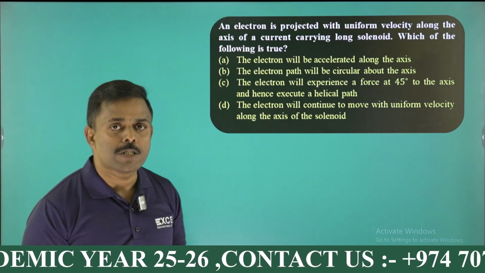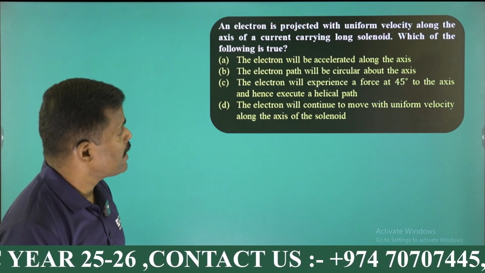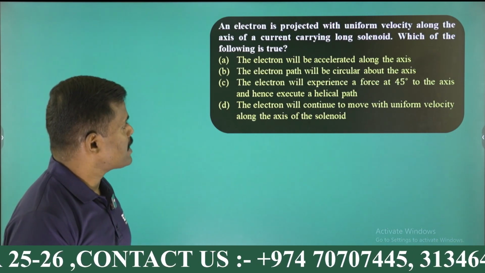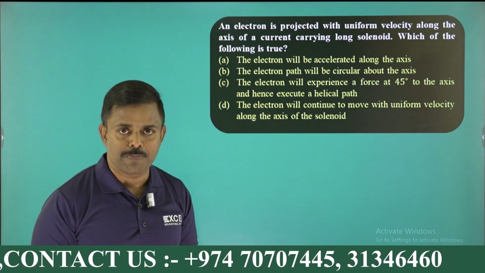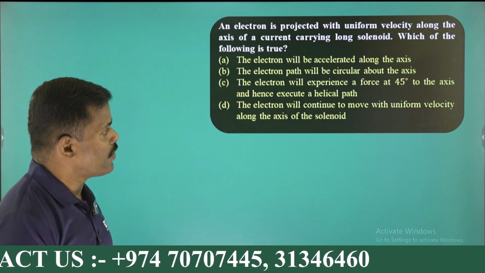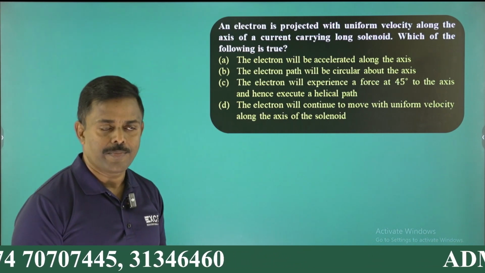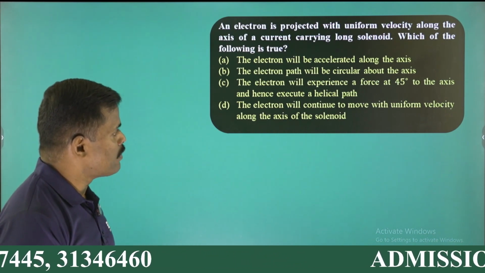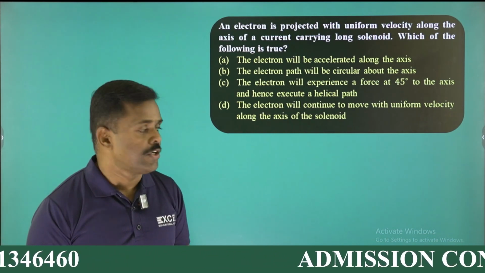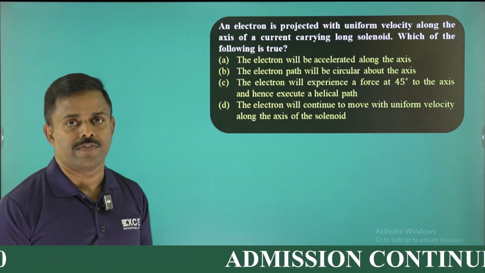Option B, the electron's path will be circular about the axis. Option C, the electron will experience a force at 45 degrees to the axis and hence execute a helical path. Option D, the electron will continue to move with uniform velocity along the axis of the solenoid.